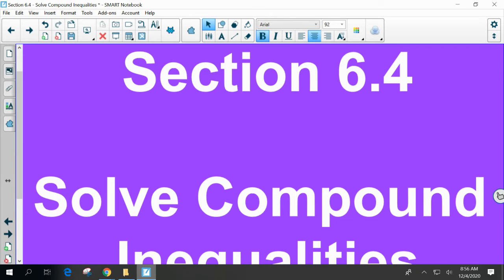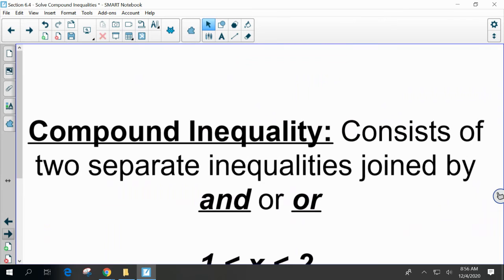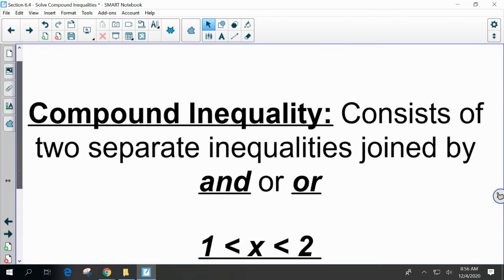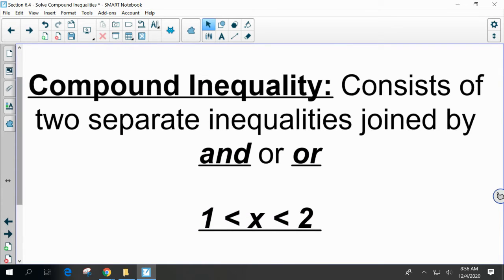So we are solving compound inequalities in section 6.4. A compound inequality consists of two separate inequalities joined by the word "and" or the word "or". You would read this from the center left and then go back to the center right, because you're going to read from the variable first. So you're going to say x is greater than 1 and x has to be less than 2.